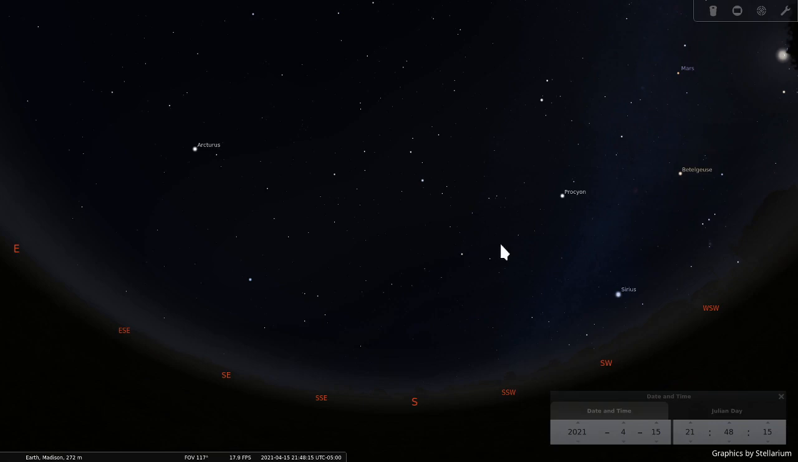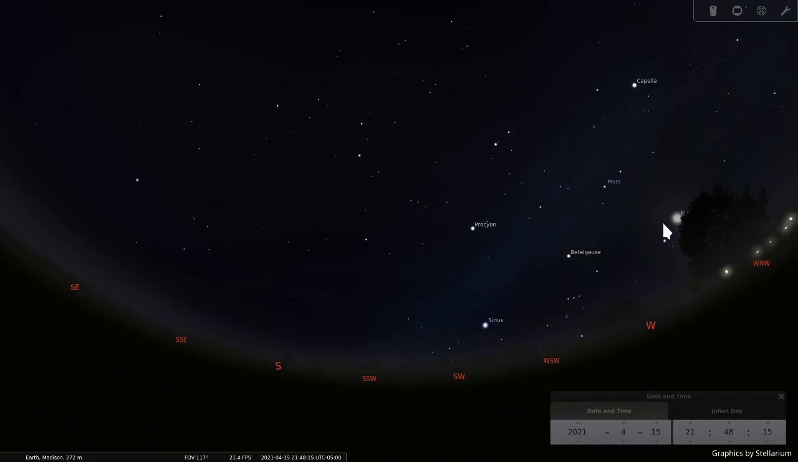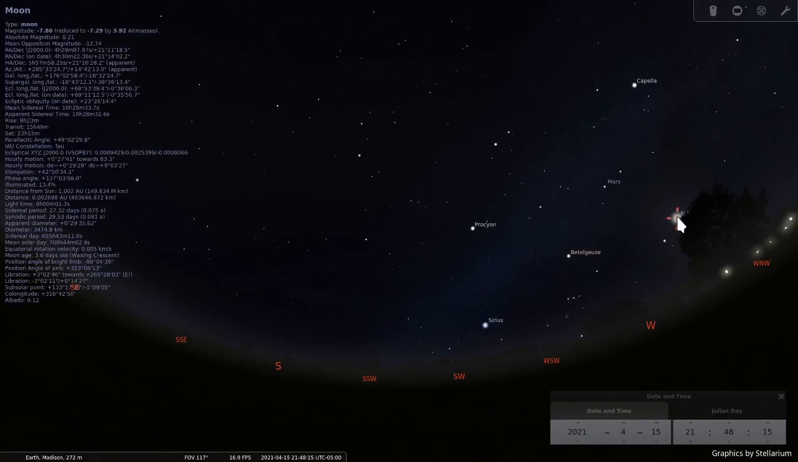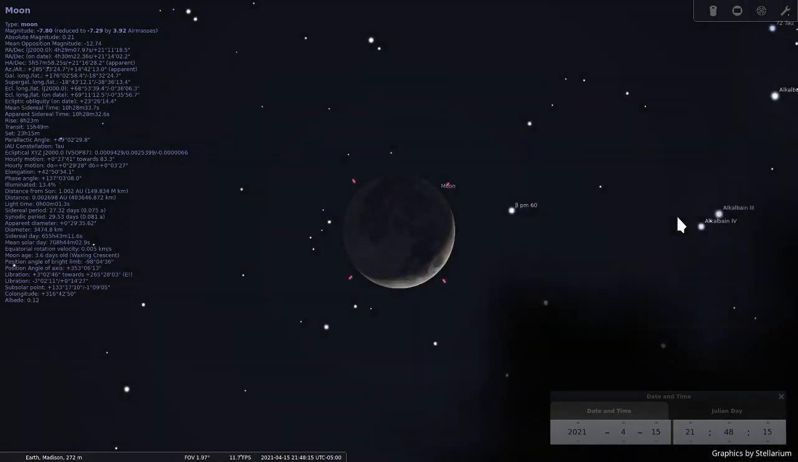Well, I mentioned the moon a moment ago. We have the moon coming along here, and in the middle of April, it's a fairly thin crescent moon because we're early in the lunar cycle. New moon was just a day or 2 ago.